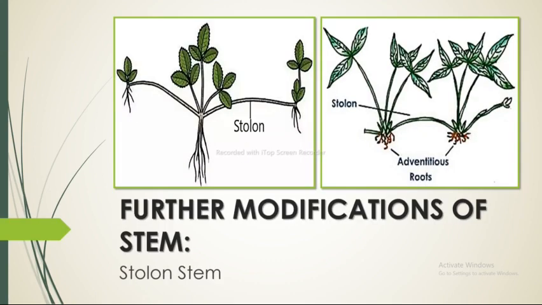Further modifications of the stem. So this is the stolon stem. In the first figure, you can clearly see that this is the stolon. In the second figure, you can see this is the stolon and these are adventitious roots, as shown in the figure.